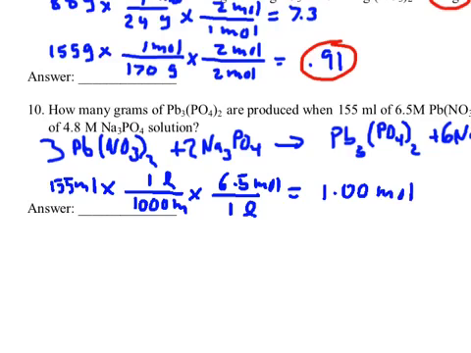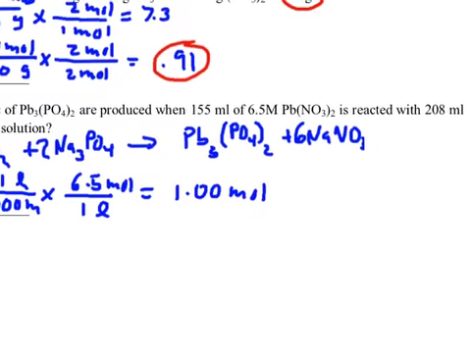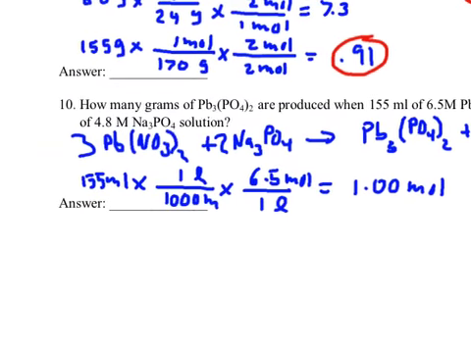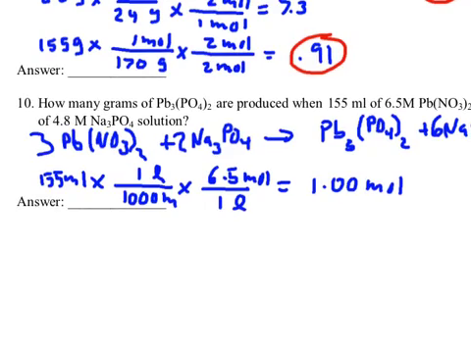And now for the sodium phosphate, I have how many milliliters? I have 208 milliliters. I believe that's what it was. There it is. Yep, it's 208 milliliters. So I'm going to go over here. I'm going to say 208 milliliters, and I'm going to put 1,000 milliliters down below.